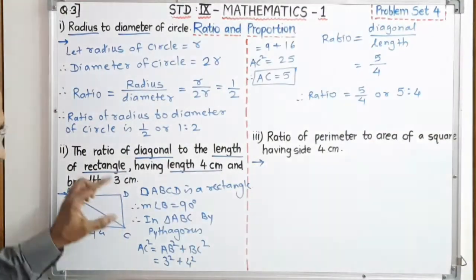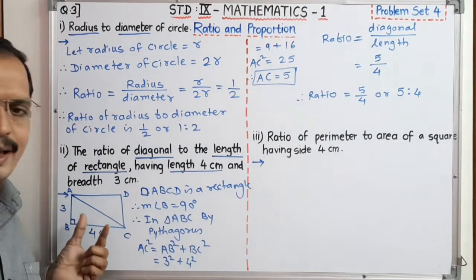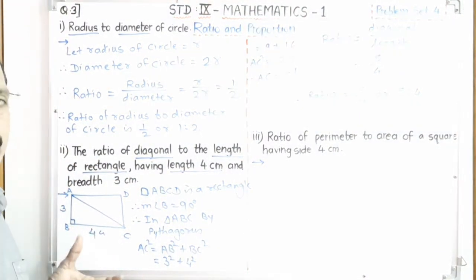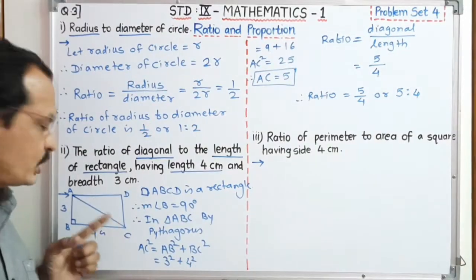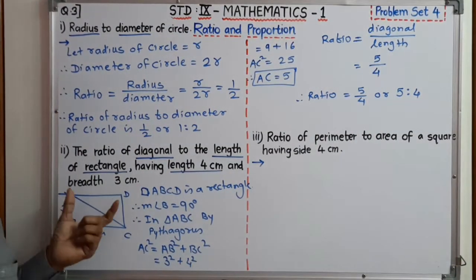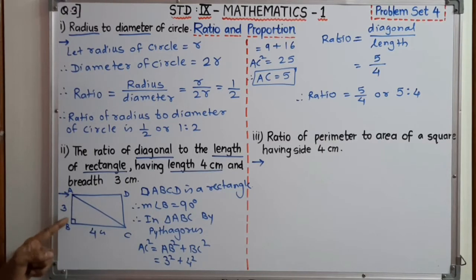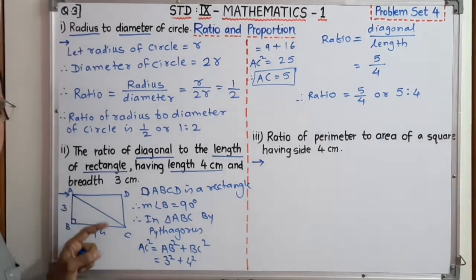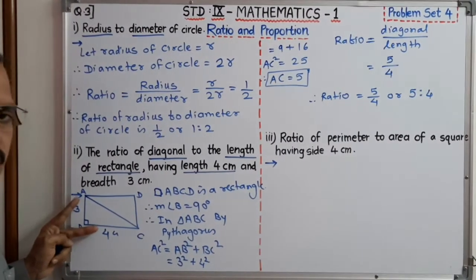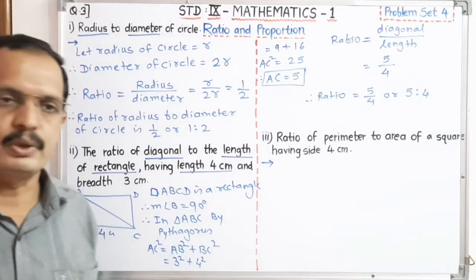Very simple. You must know how to find out the diagonal of a rectangle. Dear student, we apply Pythagoras here because in a rectangle each angle is 90 degrees. Therefore, triangle ABC is a right angle triangle, and we know the perpendicular sides, so we can find out the hypotenuse.